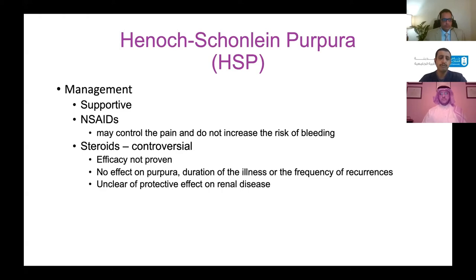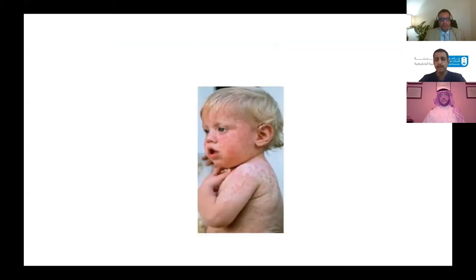Steroid use is controversial, and there are guidelines for which cases I'm going to use steroids, like severe abdominal pain, or CNS involvement. So steroids are used as an adjunct treatment. Those patients usually come looking unwell, and they present with this kind of rash.